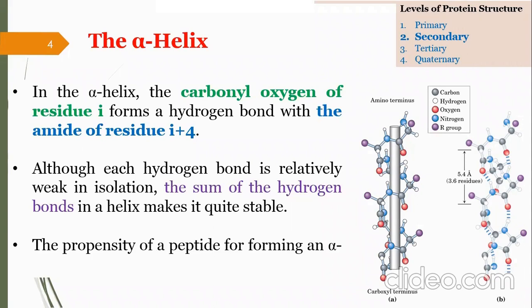The propensity of a peptide for forming an alpha helix also depends on its sequence. It is the sequence that determines what conformation it will make. It may make an alpha helix, beta sheets, or a turn. That depends on the primary sequence.